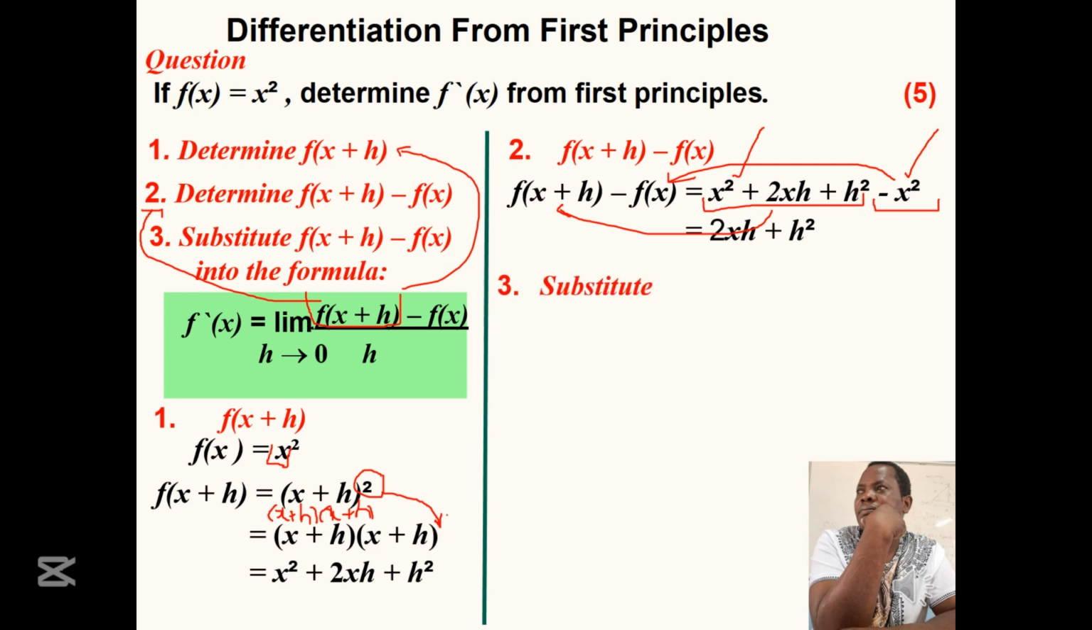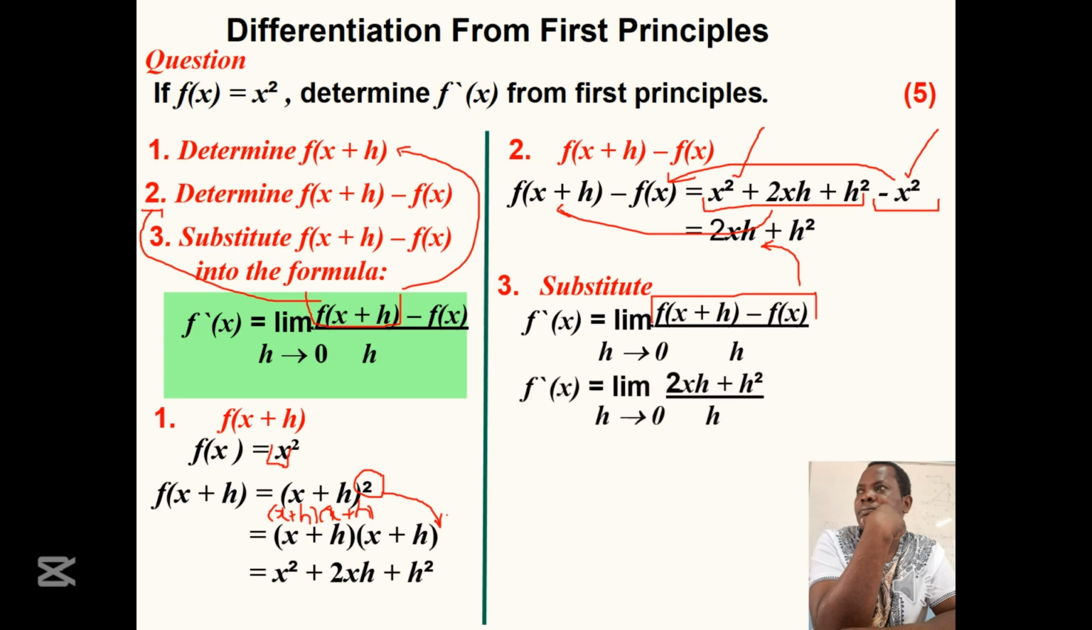Then the third step, you substitute into the formula. The formula for first principles says that f prime of x is equal to the limit of f of x plus h minus f of x over h as h approaches 0. So in our formula, this whole numerator here is what we have calculated in step number 2. So what we're going to simply do is take out this entire numerator and substitute it with our answer to the previous calculation.